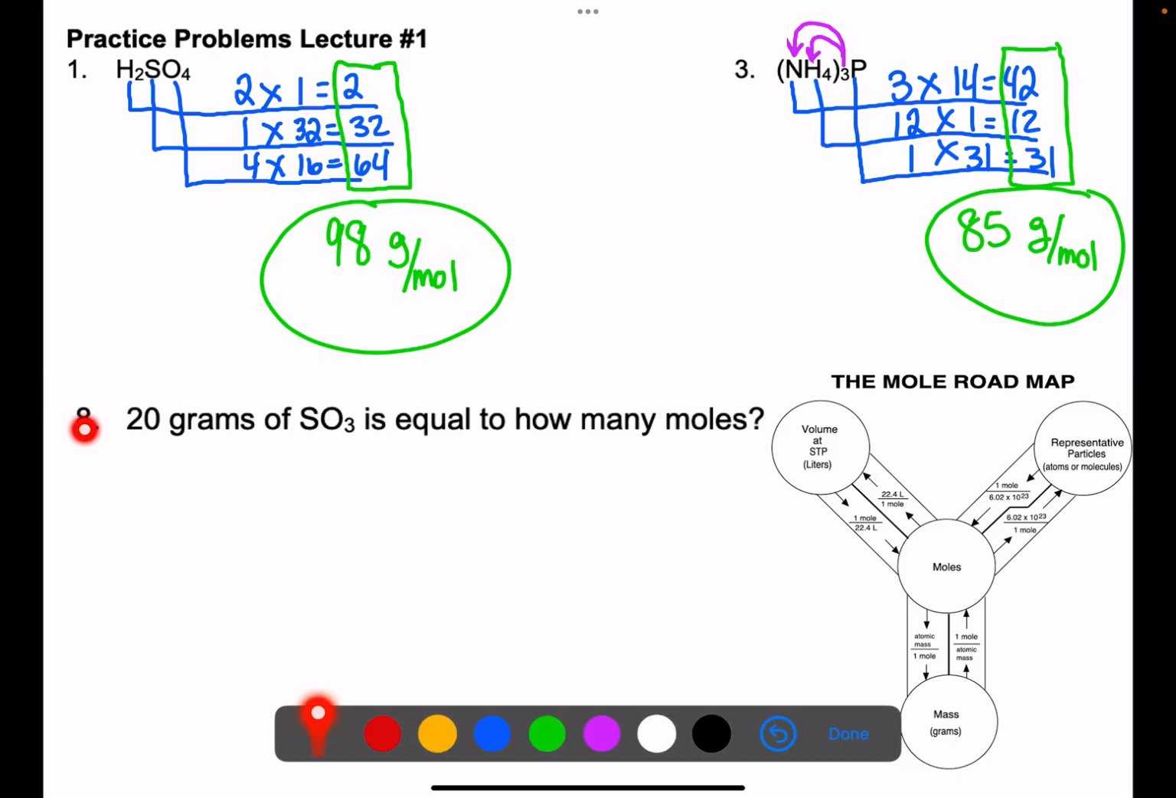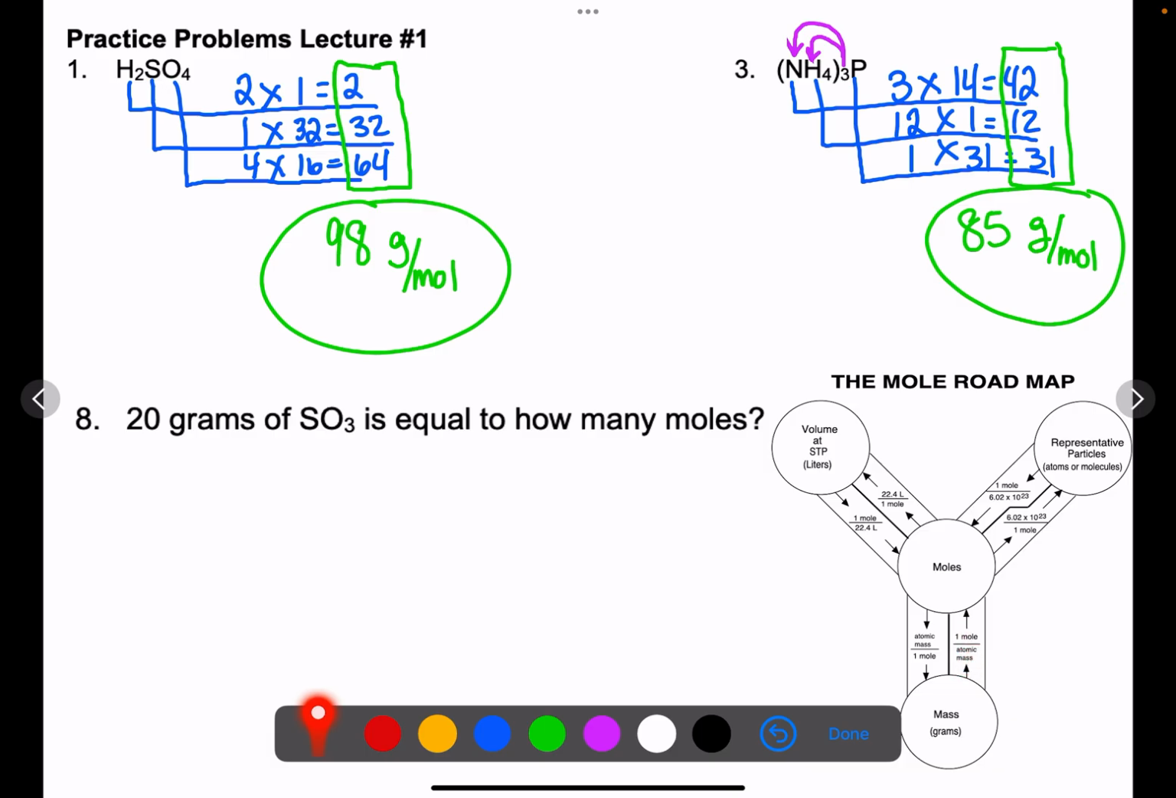So I'm skipping to number 8. So flip your paper over and go to number 8, where it says that you have 20 grams of SO3 is equal to how many moles? So before I write anything down, let's look at our roadmap. 20 grams puts us solidly in the mass circle. How many moles says we want to go here? So our roadmap says just go up, and this is your conversion factor.